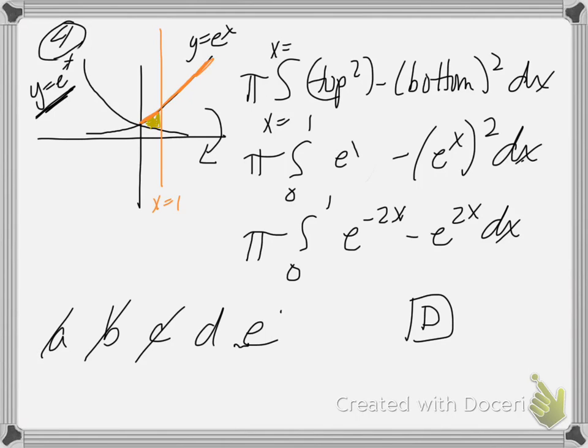So this is going to be e to the x squared minus e to the negative x squared. And so I'll just fix this up here a little bit. So this becomes e to the 2x minus e to the negative 2x, and that does match D perfectly. Okay, so that's it for these.